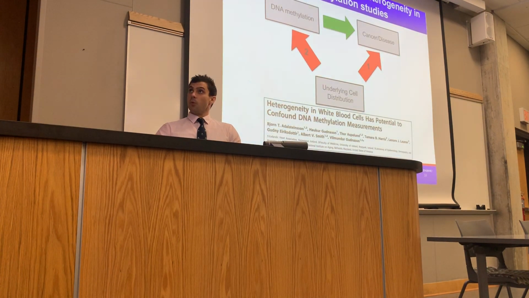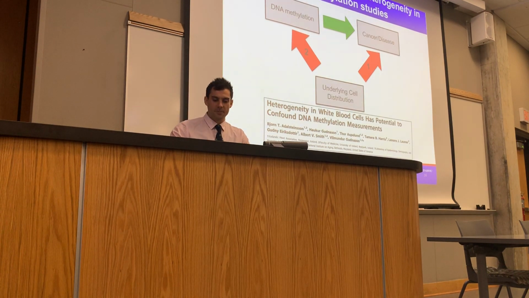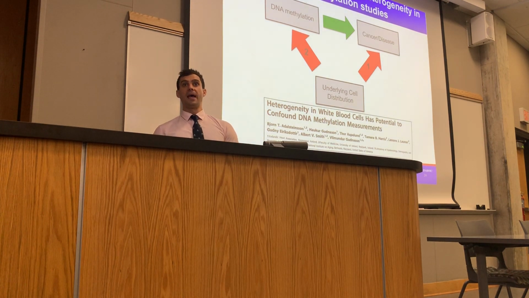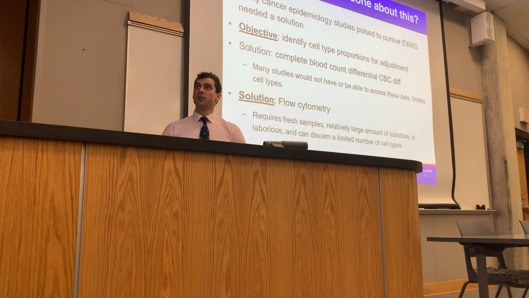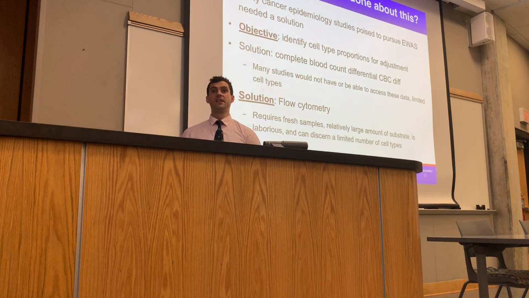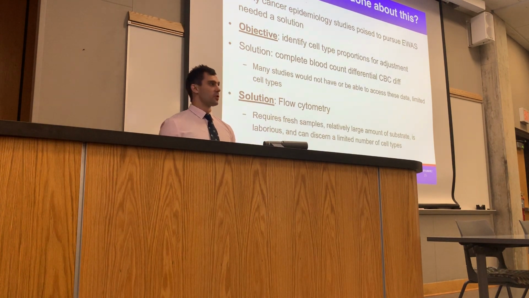All right, so what we have here is confounding due to differences in the white blood cell composition between study samples, people that have cancer and people that don't. So how do we address this from an analytical perspective? The way that we could address this from an analytical perspective is the way that we address any other potential confounder when we're doing a statistical analysis.